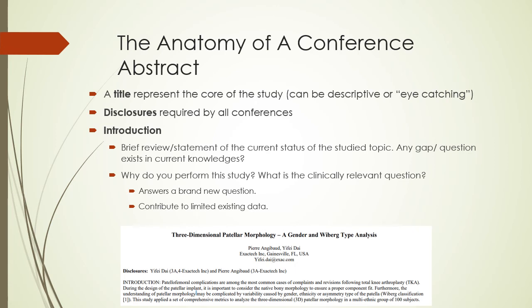So disclosures for us, you want to list that on the abstract, but almost every conference would ask you for author disclosure. It may not be listed on your paper, but you will have to fill in the disclosure during your submission on the website.